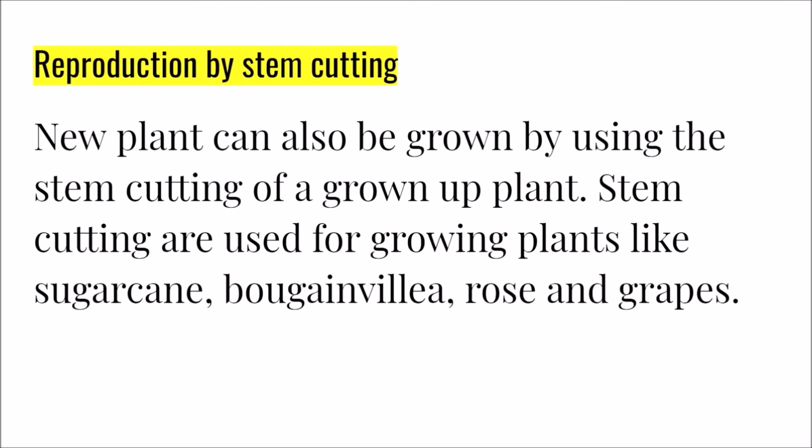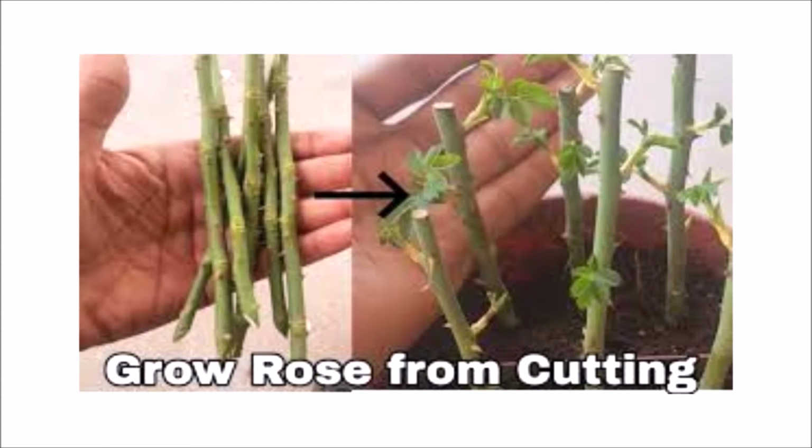Reproduction by stem cutting. Now a plant can also be grown by using the stem cutting of a grown up plant. Stem cuttings are used for growing plants like sugarcane, bougainvillea, rose and grapes. You see, growing rose from cutting. Ritu got 25 plants using this stem cutting in the previous story.